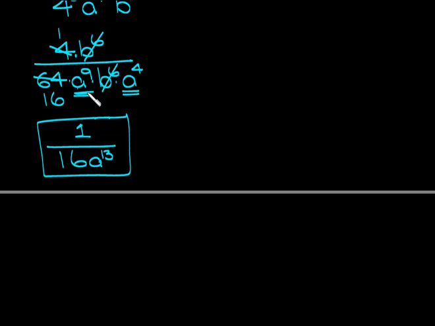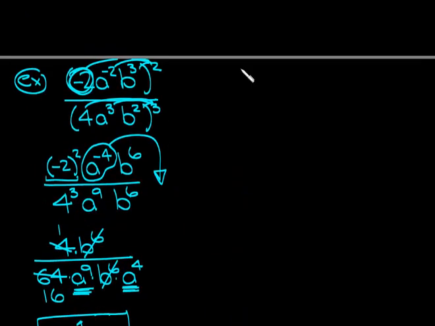Okay, we're using property 3 to do that. Property 3 told us what? If you're multiplying two exponential numbers where the base is the same, then you can add those exponents. That's what we just did there. Okay, let's take a look at another example here.